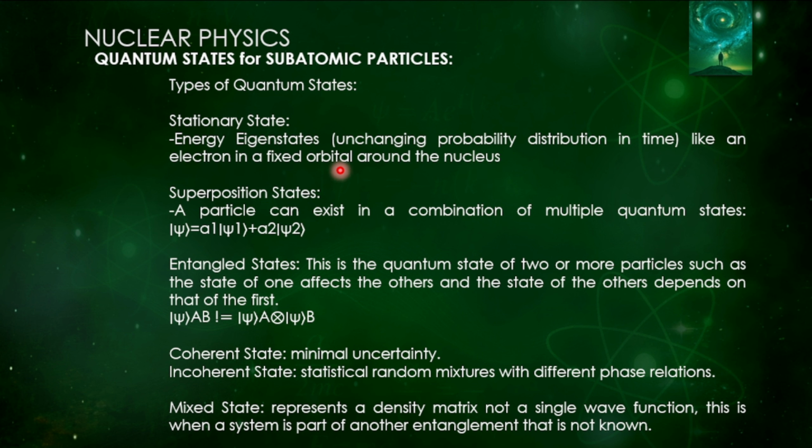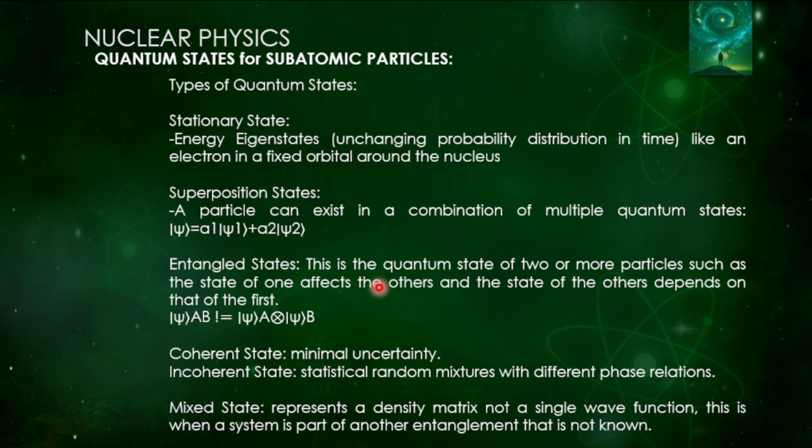Now the second state is the superposition state. In such a case, a particle can exist in a combination of multiple quantum states. The state is a combination of multiple quantum states. Psi, which is the representation again of the wave function, is equal to A1 times psi 1, one wave function, plus A2, another factor, multiplied by another wave function. So both of them combined represent psi, not only one.